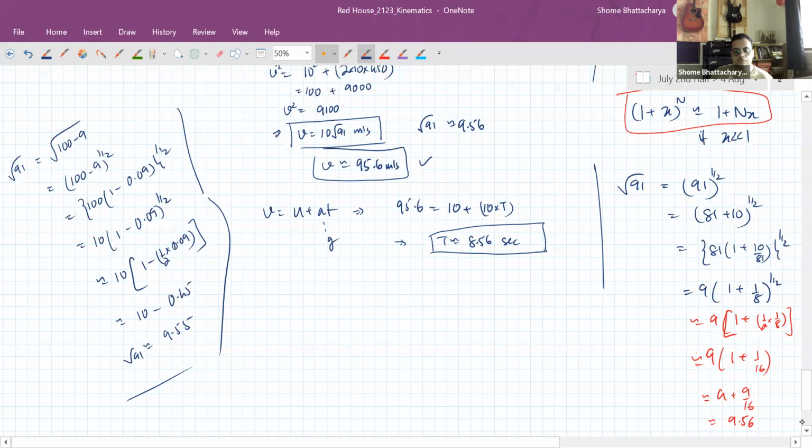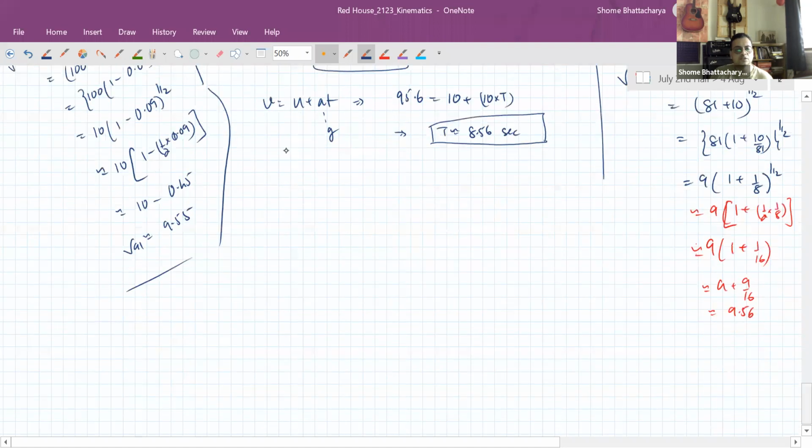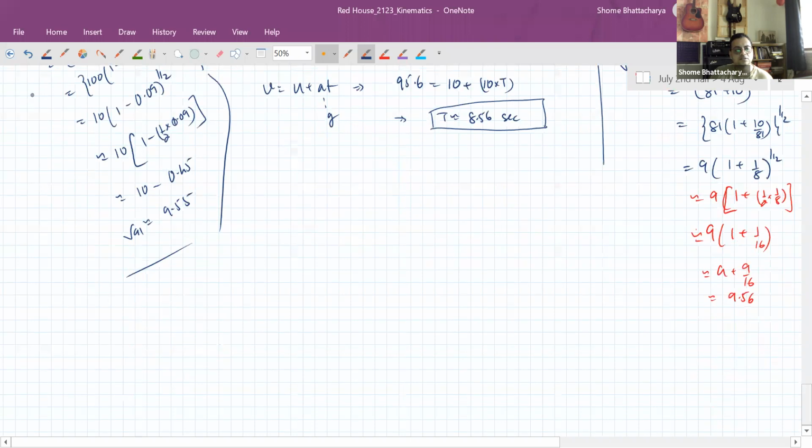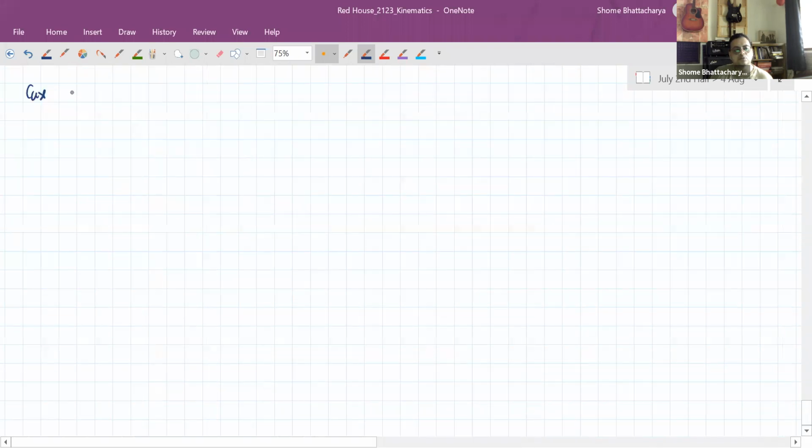Okay, anyhow, now let's move on to the next situation in vertical motion under gravity, and that is the third case where we project something vertically from the ground, vertically upward projected.